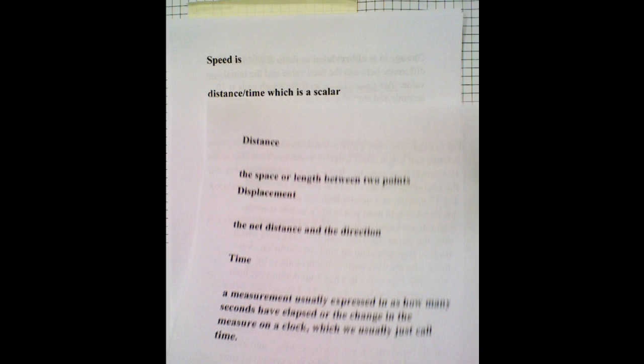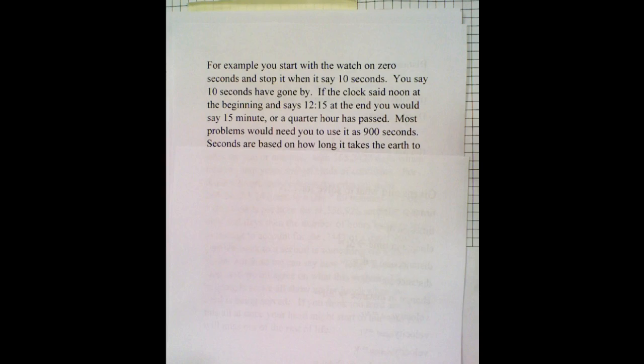If the clock said noon at the beginning and says 12:15 at the end, you would say 15 minutes, or a quarter hour, has passed. Most problems need you to use it as 900 seconds, since that would be the 15 minutes times the 60 seconds. Seconds are based on how long it takes the Earth to orbit the Sun in 1 year, where the actual year is 365.2422 days, which leads to leap years and all kinds of confusion.